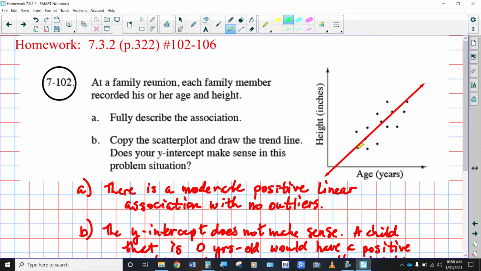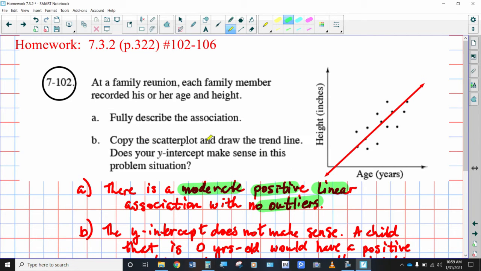And it's not super strong either, right? You see those gaps in between, and I think they call that the residual, the distance between a point and its line of best fit. And you'll get that in the ninth grade curriculum. So this is moderate, definitely moderate positive linear association with no outliers.